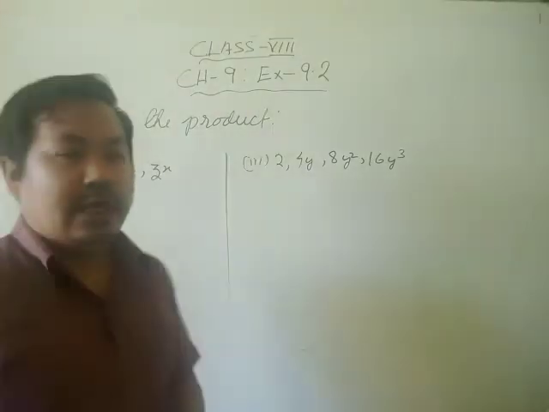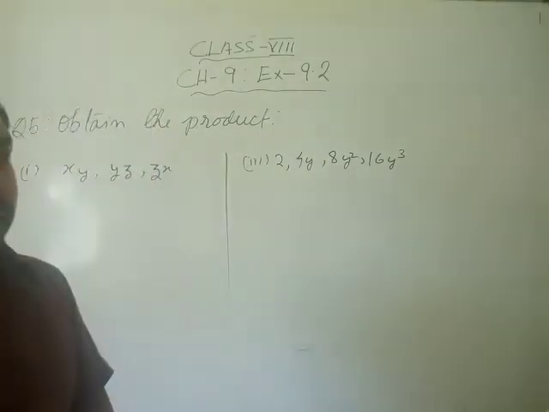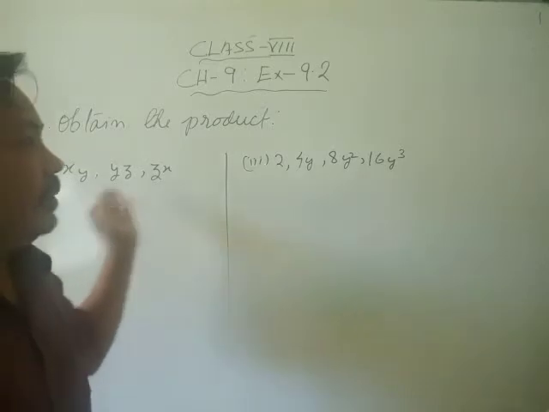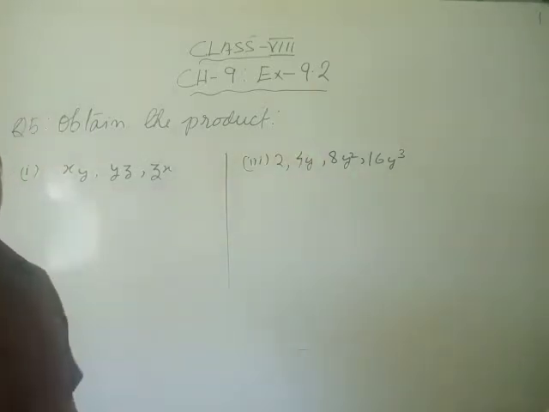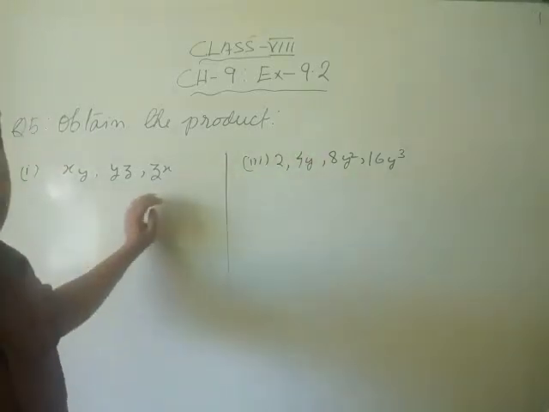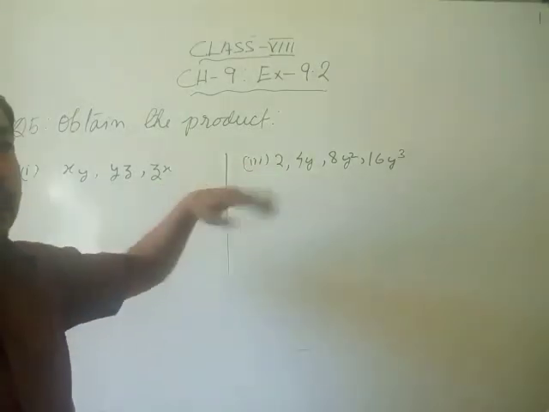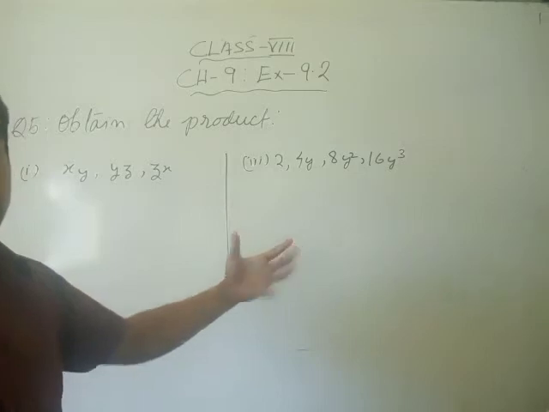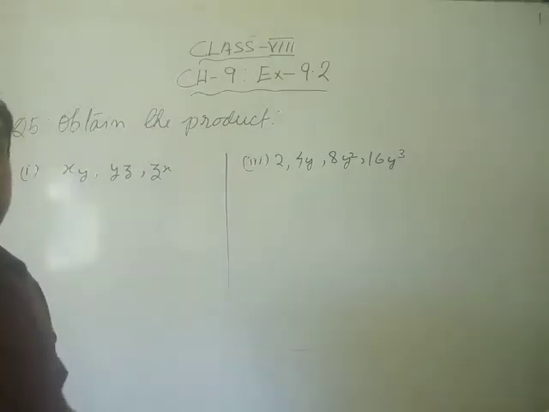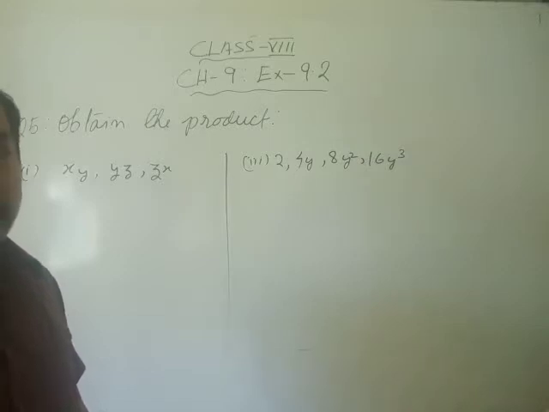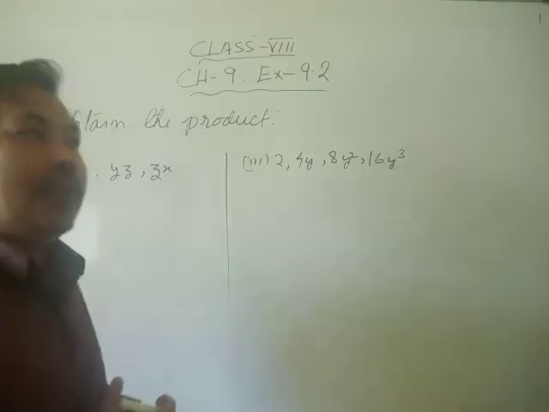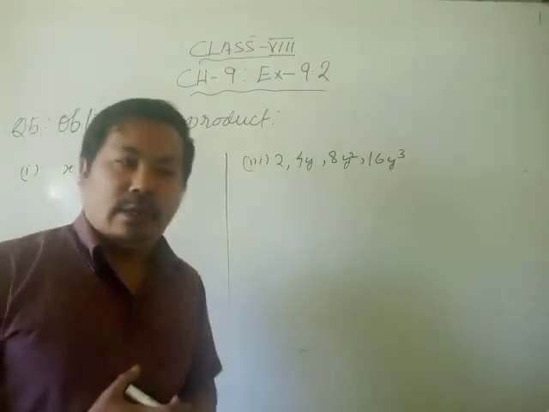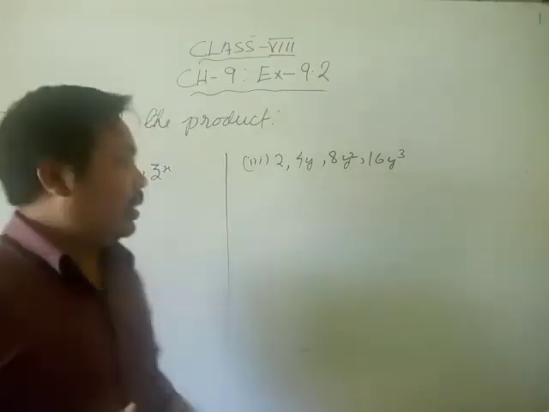So my dear student, question number 5 is asking to obtain the product. We just multiply the given monomials. These are the given monomials in this question, Roman 1 and Roman 3. Some others are there, so I'm going to leave those for you to practice in your study hour, and try to maintain your own records or notes of it. In the course of time, you can check for any corrections.